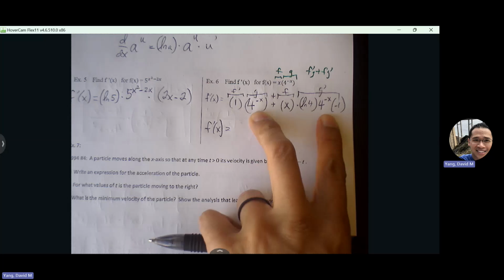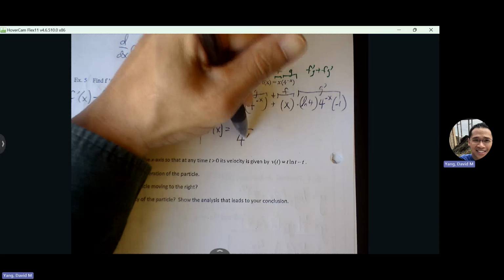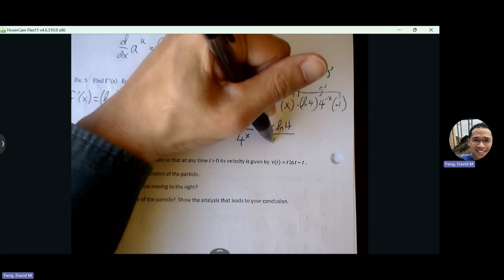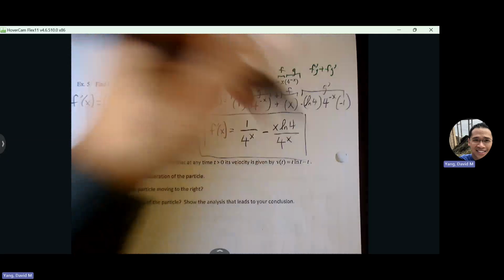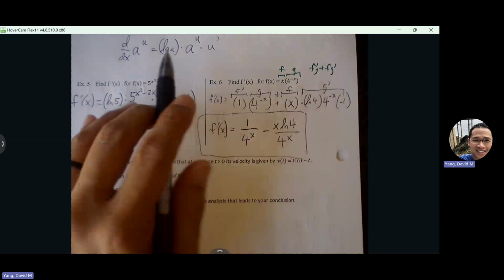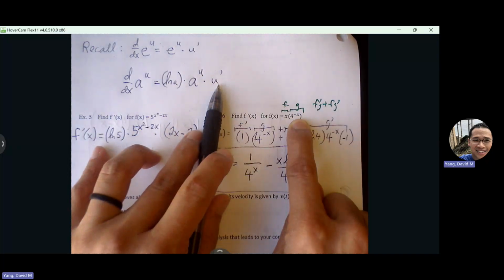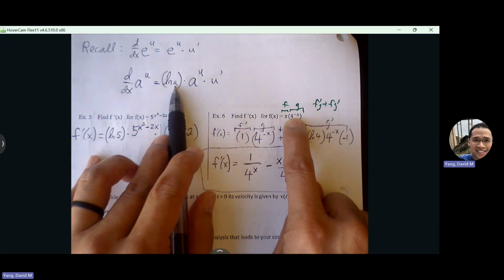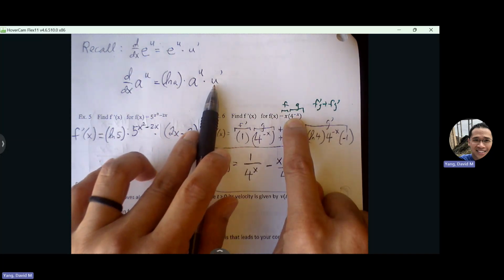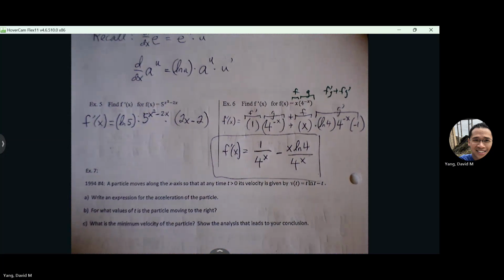I would prefer that we resolve our negative exponents a little bit, so let's just get those exponents back down. I'm just going to separate my numerator and denominator, and that's good enough. So for g prime, we're following the rule for a to the u, and a to the u is natural log of a times a to the u times u prime. My a value is 4, so natural log of 4 times the original function 4 to negative x times the exponent's derivative. Negative x becomes negative 1.